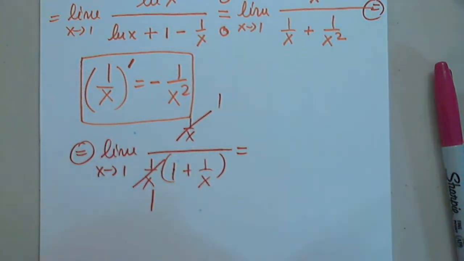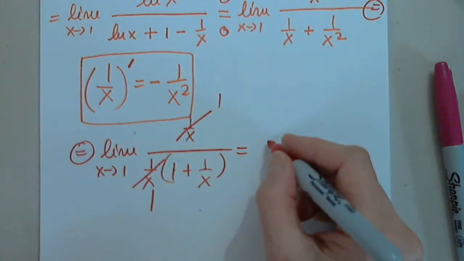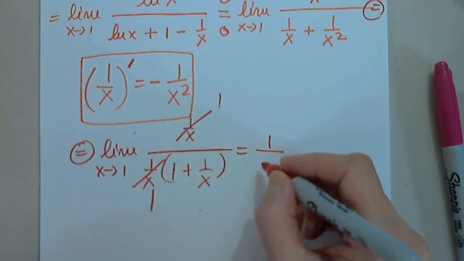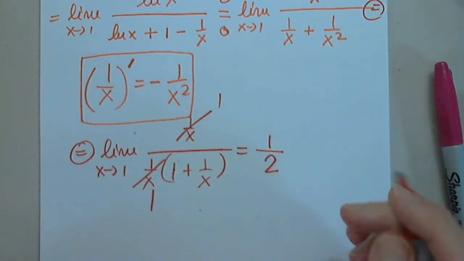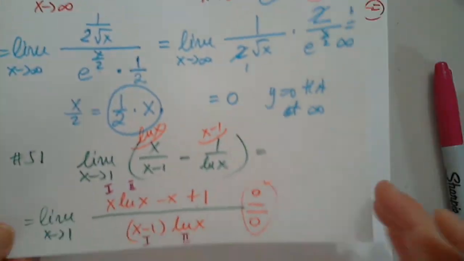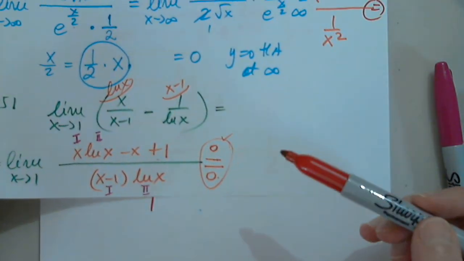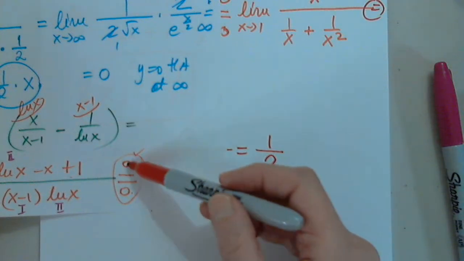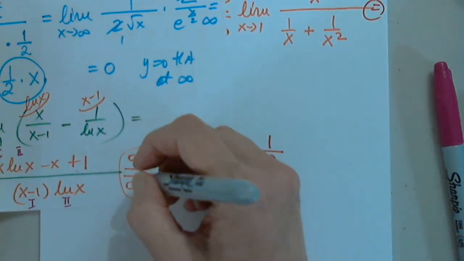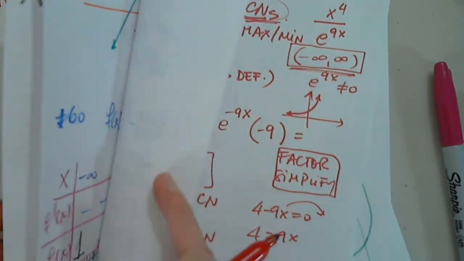Where does the numerator go? 1. Perfect. Where does the denominator go? 2. That's it. Excellent. 0 over 0. Would you have envisioned 1/2? No, because this is an indeterminate case. That's why we have to treat it as is. We have no clue. 0 over 0 and all the other ones mean no clue.